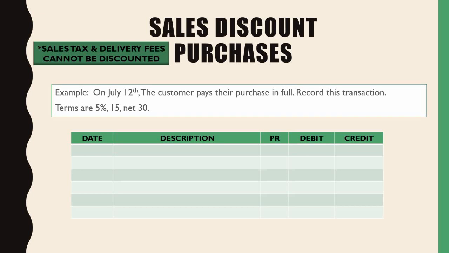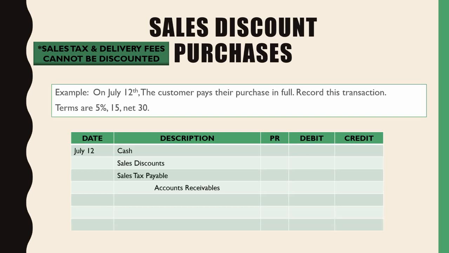Okay? So then scenario 1, for instance, let's say that on June 12th, which is 12 days later, the customer decides to pay us for what they owe, in full. So record this, and the terms was 5%, 15, net 30. So in this case, they did meet the discount due date, right? They paid within 15 days. They paid 12 days later. So that means I have to give them their discount.